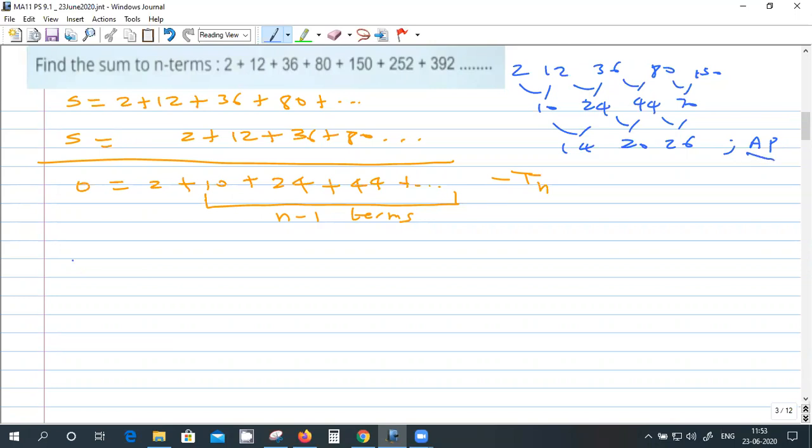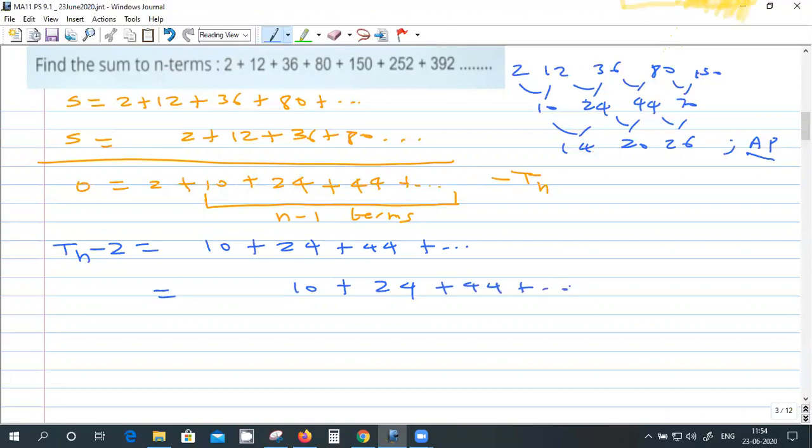Okay. So from here you get Tn minus 2 equal to this, n minus 1 terms: 10 plus 24 plus 44 plus so on. So this is also equal to 10 plus 24 plus 44, so on. Okay. Now we subtract these two.